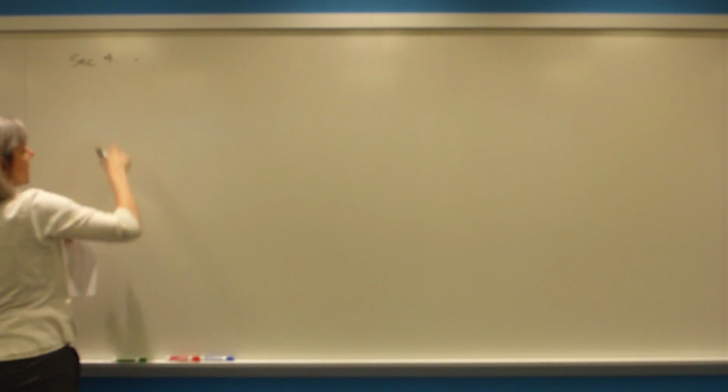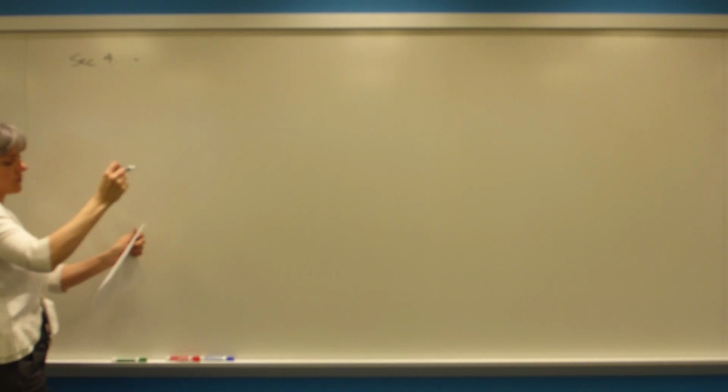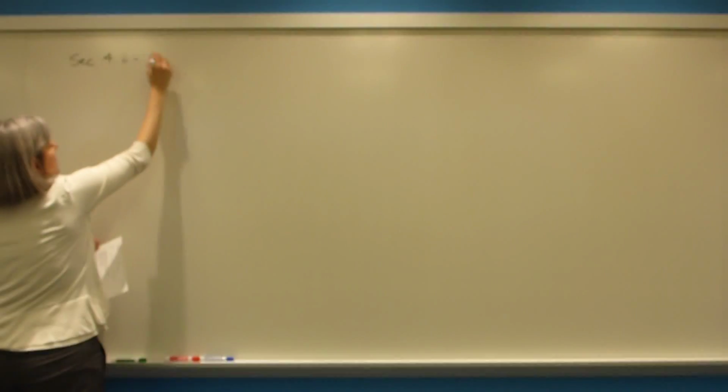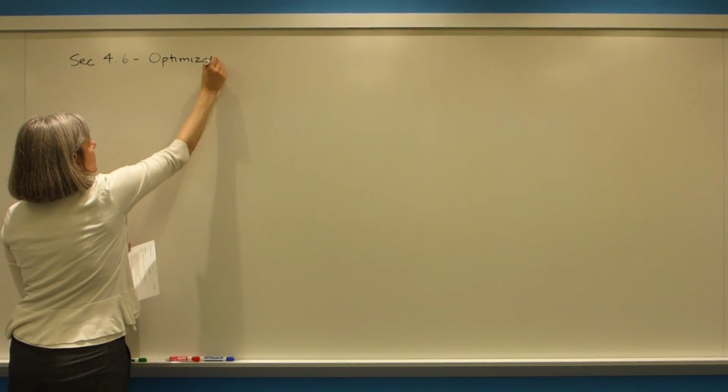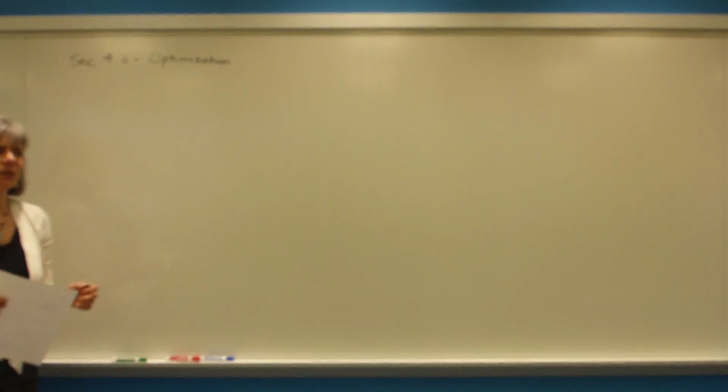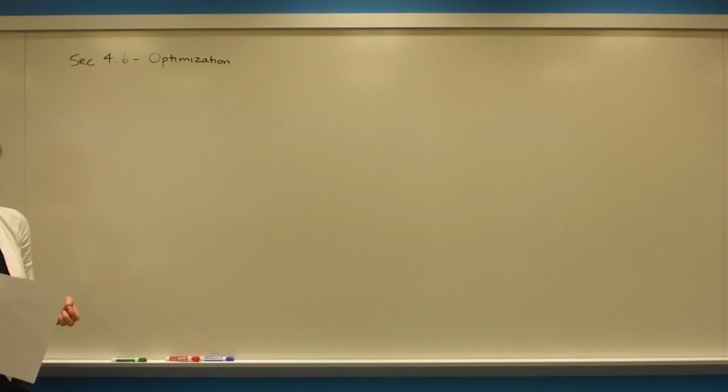Okay, this will be the test prep video for optimization problems. That's section 4.6. Optimization. That's where you want to minimize something or maximize something. So instead of doing the very general ones that are kind of easy but don't really have a lot of meaning, let's look at this example 3 first.